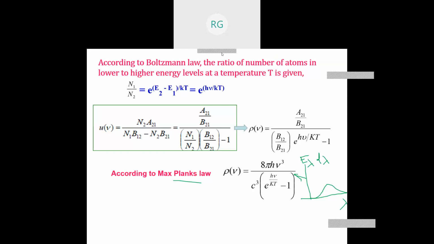So if I go here and see these, I now compare the values of the two equations. Here A21 by B21 must play the role of 8 pi h by c cube.